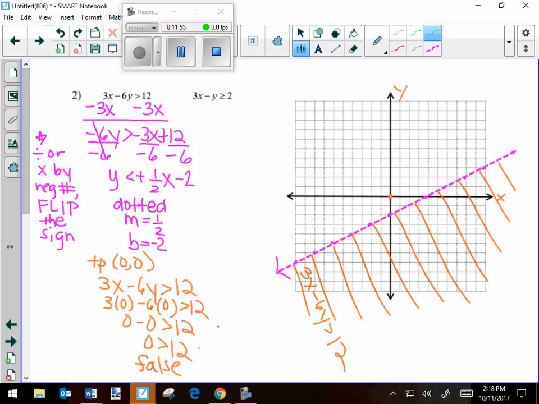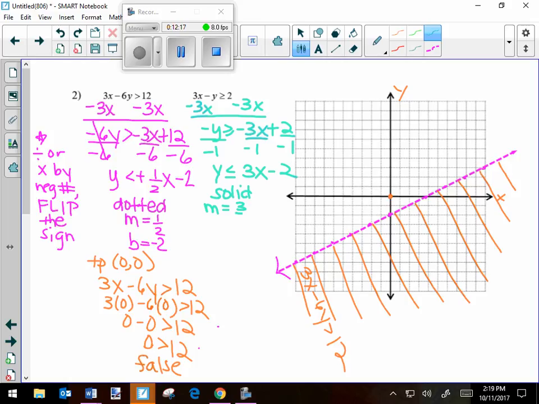So when I move on to the other inequality, I need to get y alone, which means I'm also going to start this by minusing 3x. Negative y greater than or equal to negative 3x plus 2. Divide by negative 1 to get the y alone. Y is less than or equal to 3x minus 2. Because of the equal to, when I graph this, it'll be a solid line.